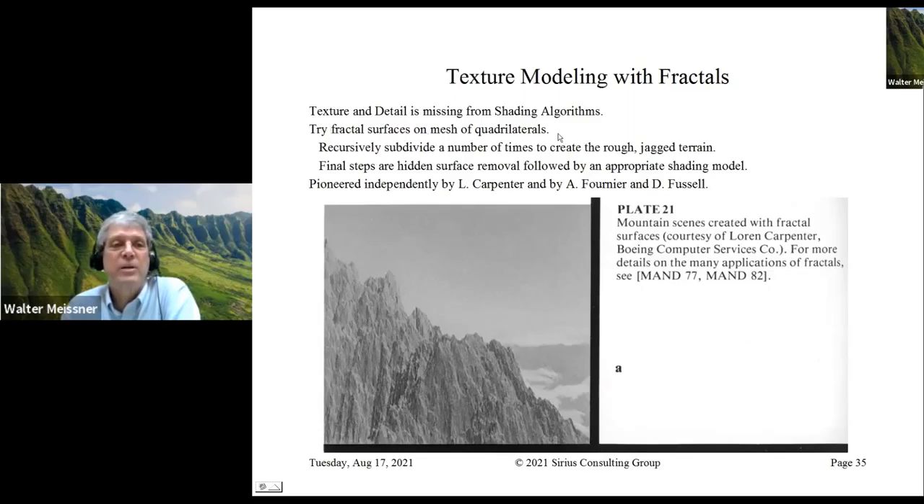So they start out with a mesh of quadrilaterals. They subdivide the surface a number of times to create a rough, jagged terrain using a fractal algorithm. And the final step is to do hidden surface removal, followed by an appropriate shading model. Now, the shading model has to be carefully selected, because if it's too smooth, then it kind of loses the effect of the jagginess of this mountain range here. So this mountain scene was done by Loren Carpenter, Boeing Computer Services. And you can imagine this was probably used for doing a scenario for flight simulators to give a realistic effect of mountain ranges.